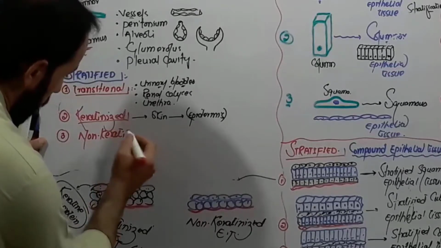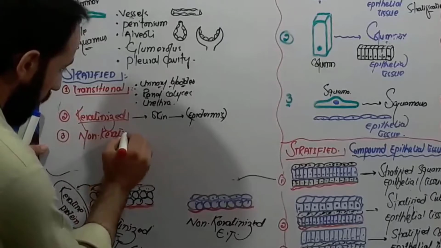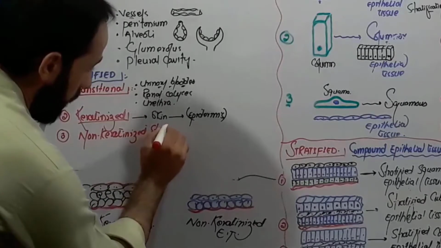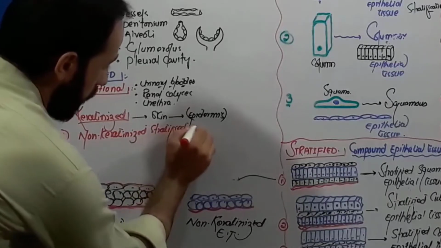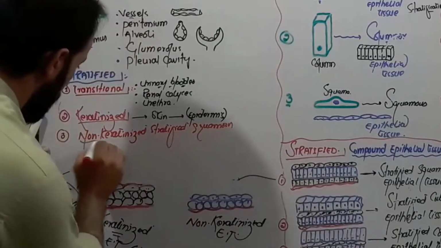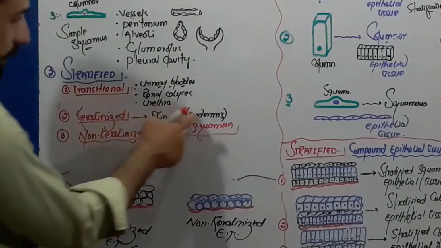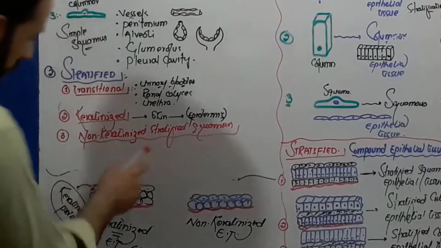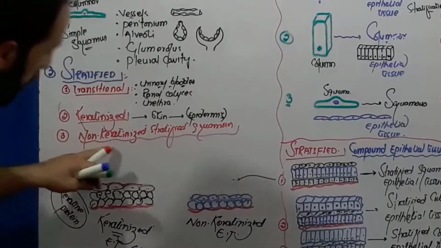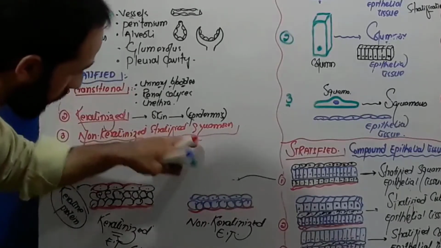Non-keratinized, we say non-keratinized stratified squamous, right? And this is keratinized stratified squamous, right? So they are found in which areas of the body? Mostly non-keratinized stratified squamous epithelium is found.